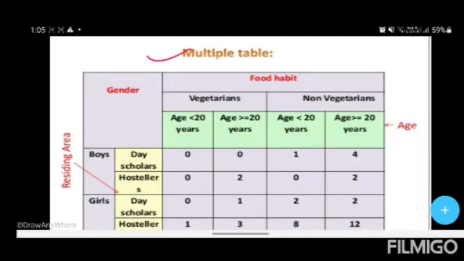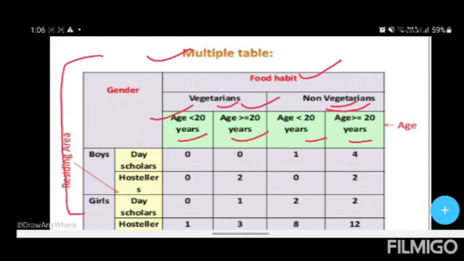And a multiple table has more than three characteristics. We have food habits of vegetarians, non-vegetarians, and the age of the people is also given here. And the table represents more than three characteristics.